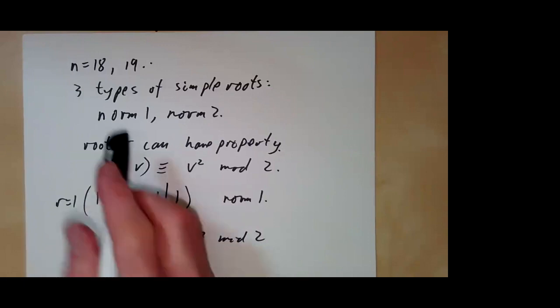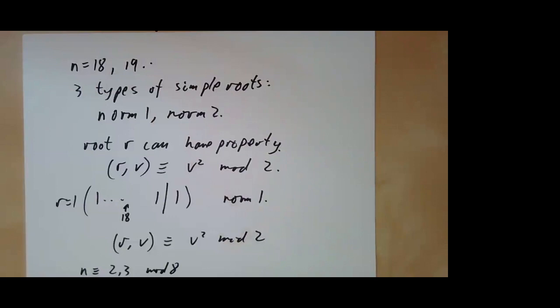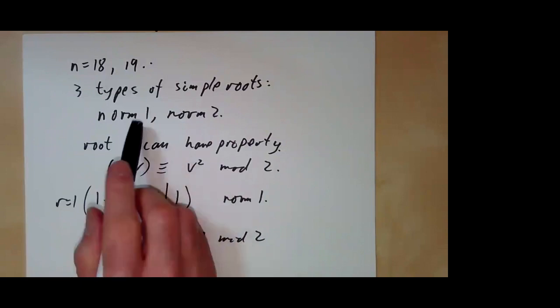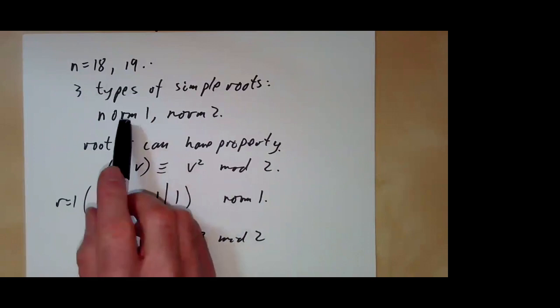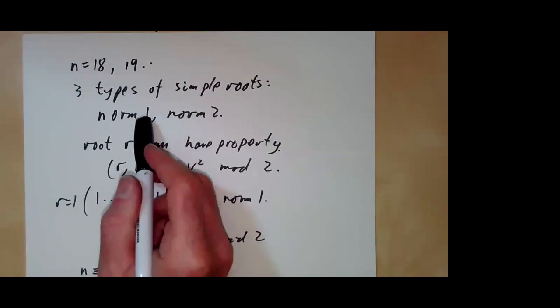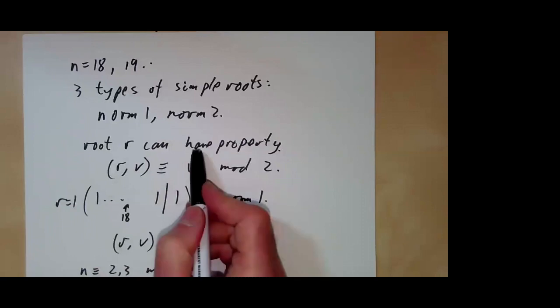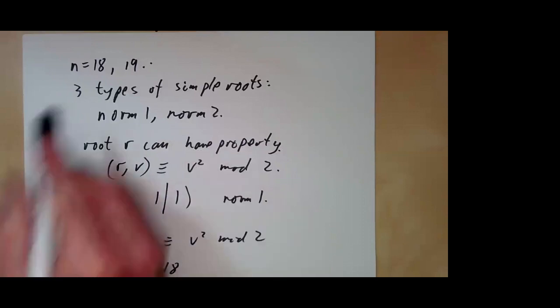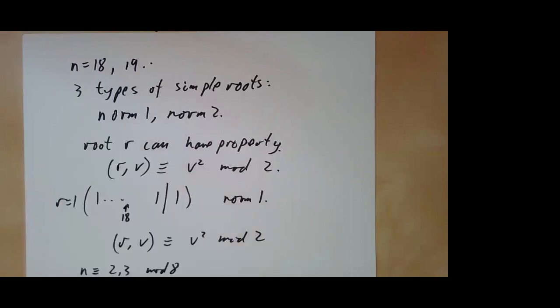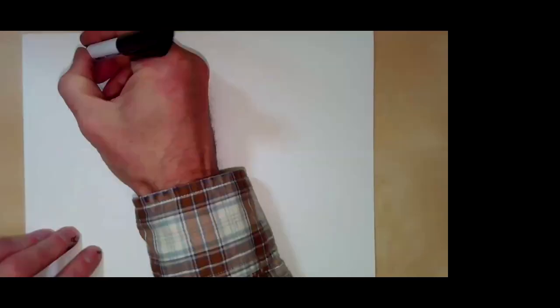What happens for n bigger than about 18 or 19, you find the symmetries of the Dynkin diagram are almost transitive on the simple roots, except for two things. It can't move a root of norm 1 to a root of norm 2, and it can't move a root that has this property to a root that doesn't. So from now on, we'll usually find there are 3 different orbits of simple roots on the Dynkin diagram. For n equals 20, there's a dramatic change.